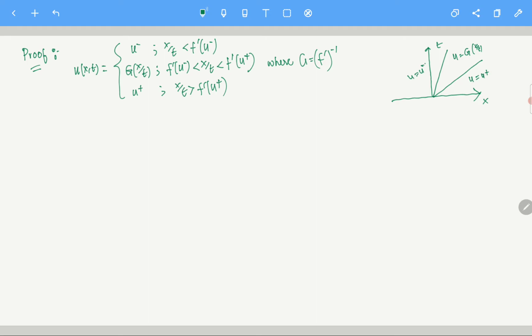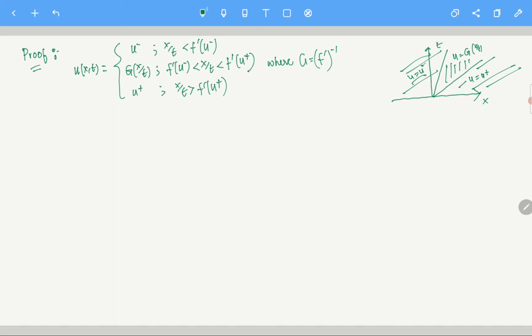I'm just drawing something randomly. It's not a precise thing. Let's say that is your x by t equals f prime of u minus, and this is x by t equals f prime of u plus. I'm just arbitrarily drawing some stuff, and here in this part of the domain, u equals u minus. So that's a classical solution in this part. Again, u equals u plus in this part of the domain. So that's a classical solution. We are only interested in finding out if this is valid or not.